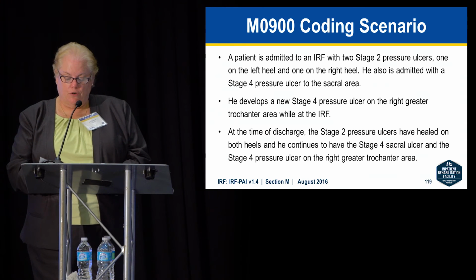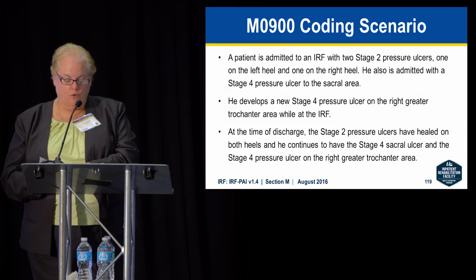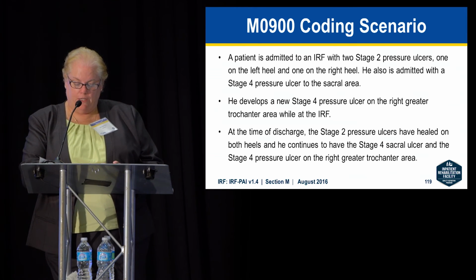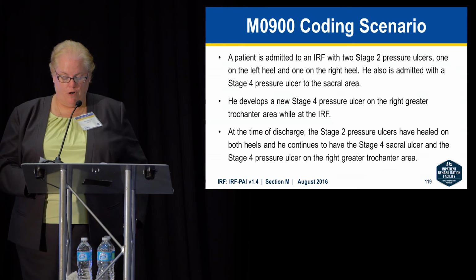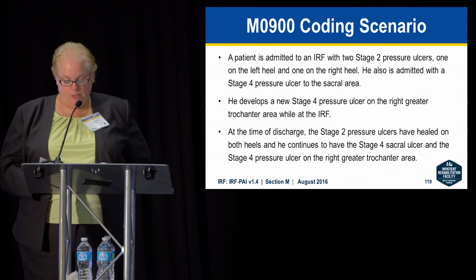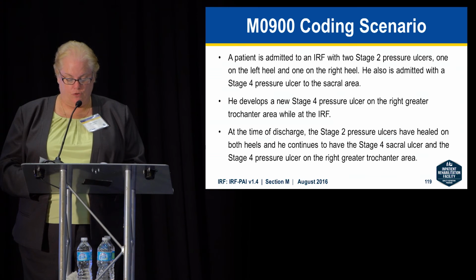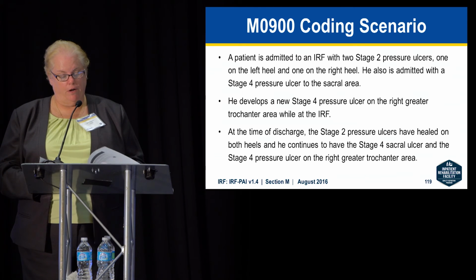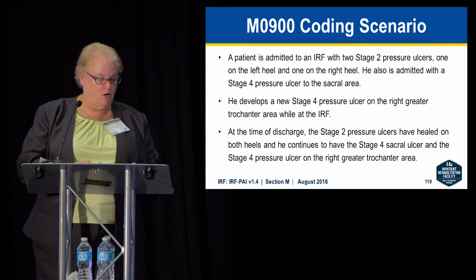So if a patient is admitted to the IRF with 2 stage 2 pressure ulcers, one on his left heel and one on his right heel. He is also admitted with a stage 4 pressure ulcer in the sacral area. He develops a new stage 4 pressure ulcer on the right greater trochanter area while at the IRF. At the time of discharge, the stage 2 pressure ulcers have healed on both heels, and he continues to have a stage 4 sacral ulcer and a stage 4 pressure ulcer on the right greater trochanter area. So that's our scenario. Now we have to go through and code this.